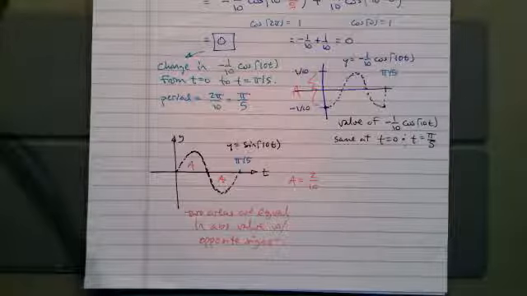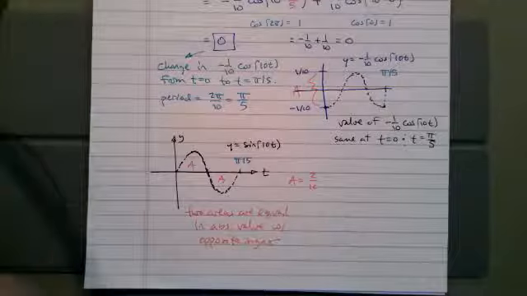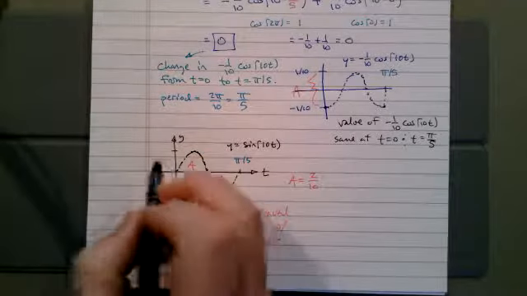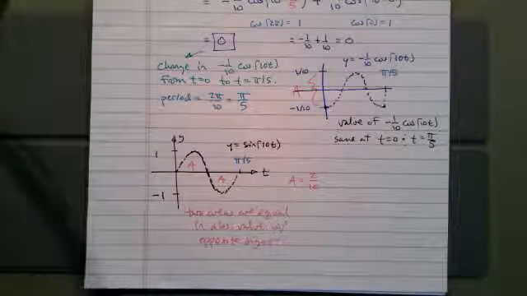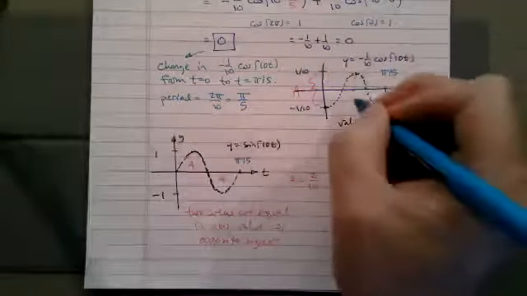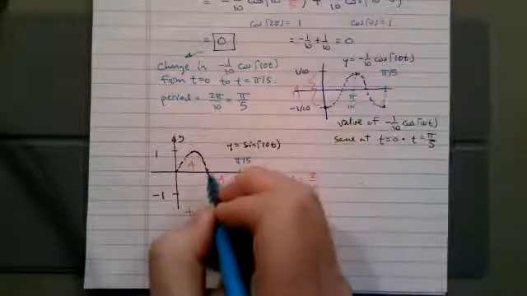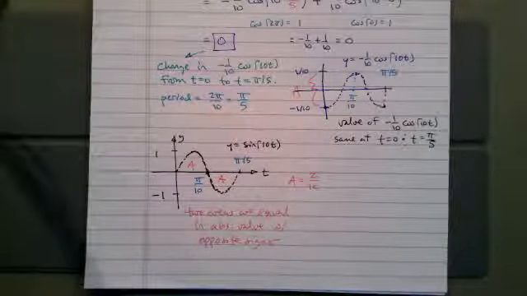So we see that in the graph of sine of 10t, and also in the graph of negative 1/10 cosine of 10t. The amplitude here is still just at 1 and negative 1. Here, the maximum will occur at half the period, which is pi over 10. And that will happen here at pi over 10. Any questions?